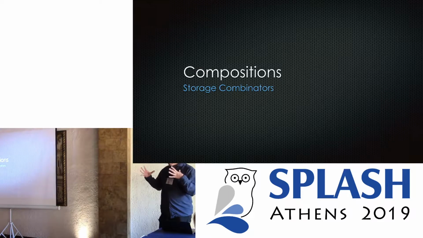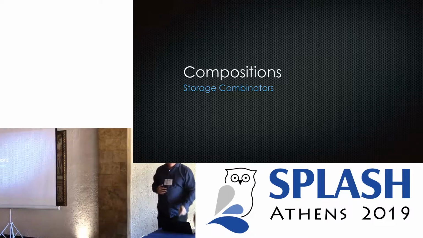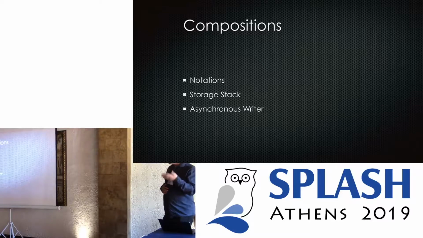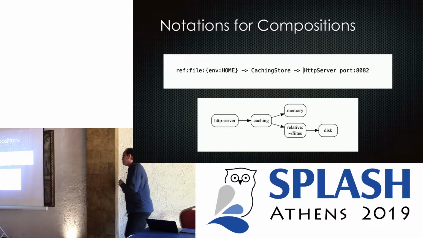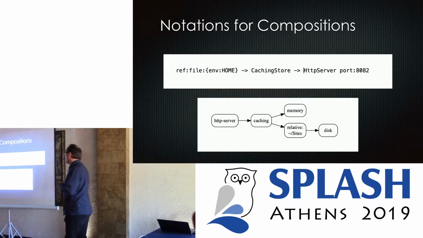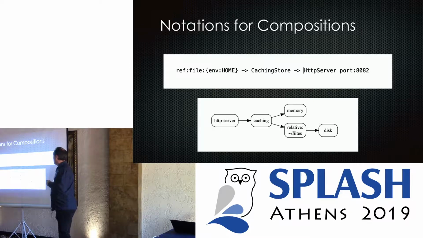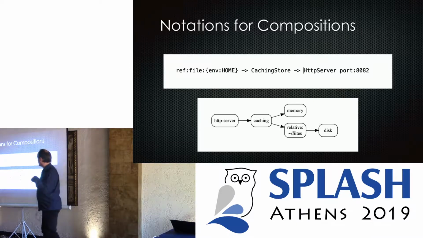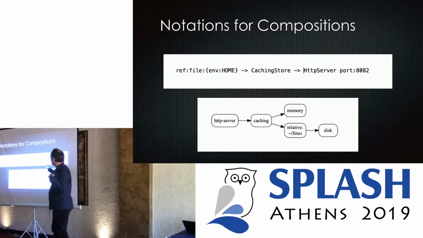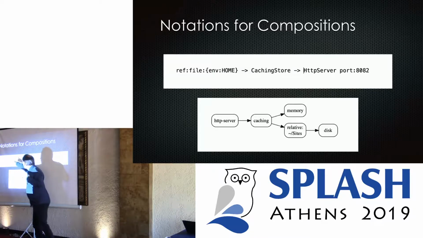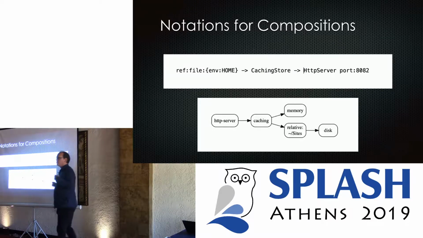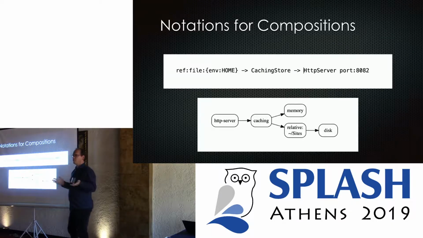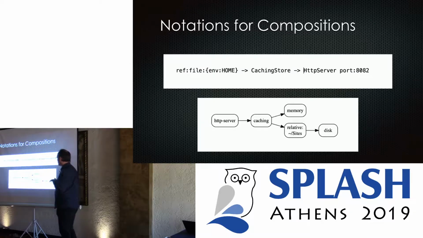With that, we can do some compositions. First, a note on notation. Then I'm going to show a storage stack, and then an asynchronous version of that storage stack. Notations. There's a textual notation, which is the one we had just seen for the home directory. Then we put that into a caching store and hook that up to an HTTP server. So we have an HTTP server for our home directory that has an in-memory cache.